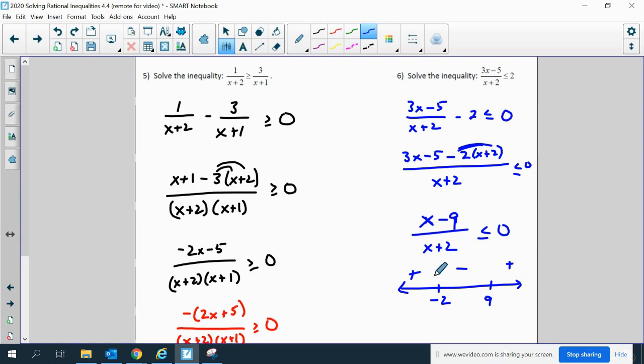So this ends up being -2 is not going to be part of my answer, but 9 will be, because 9 would make it equal to 0, but -2 would make the fraction undefined. So -2 to 9 would be my solution.